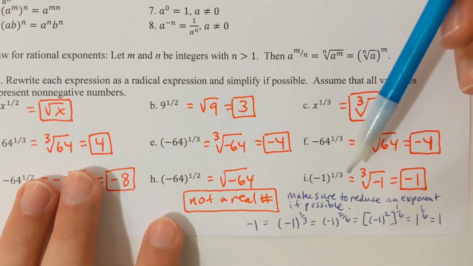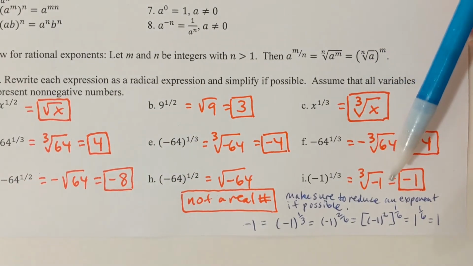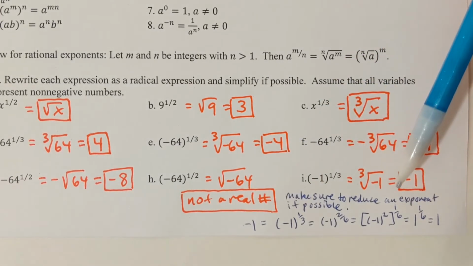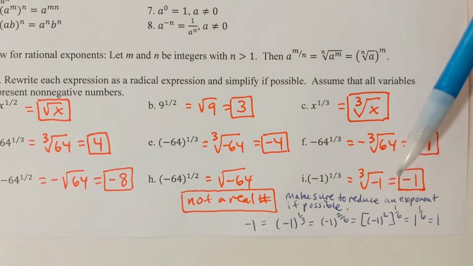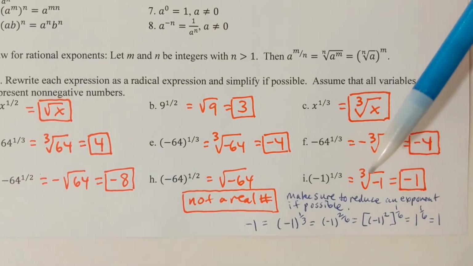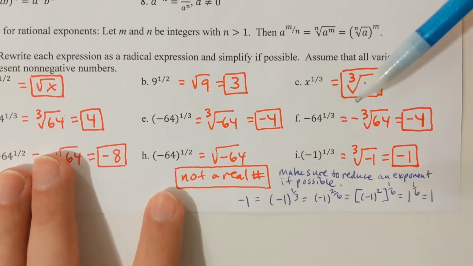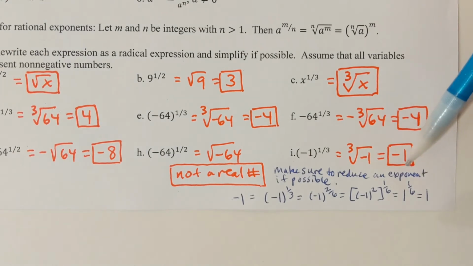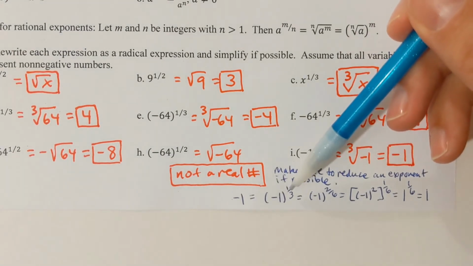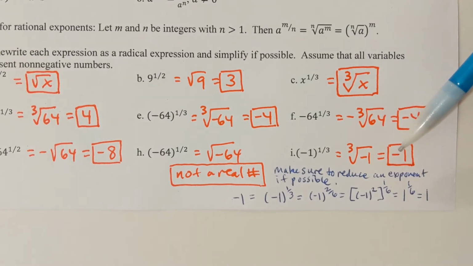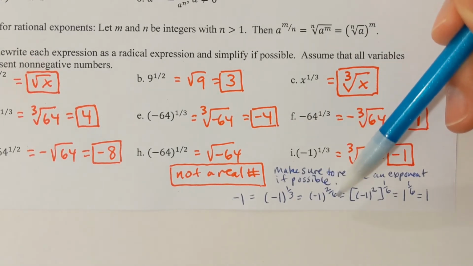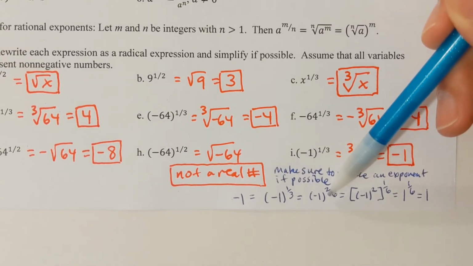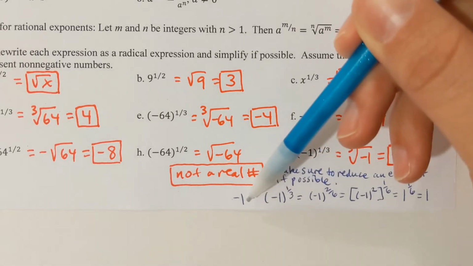-1 to the 1/3, that's the same as the cube root of -1, which would be -1. There's a little note down here. It says, make sure to reduce an exponent if possible. If you don't reduce the exponent, that can be a problem, and I'm just showing you an example here of how that would be a problem. So -1 to the 1/3 is -1. We just said that. If I had -1 to the 2/6, well, 2/6 reduces to 1/3, right? So I should read that statement going this way.